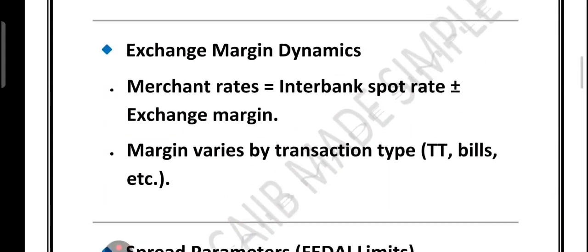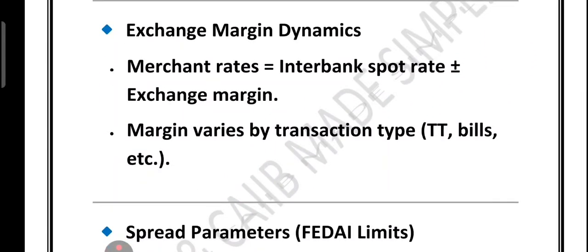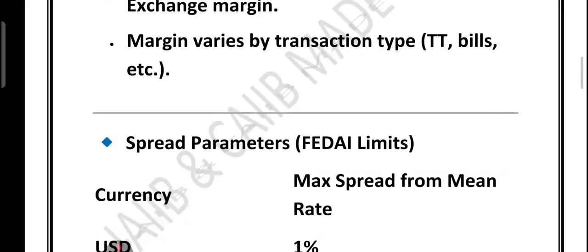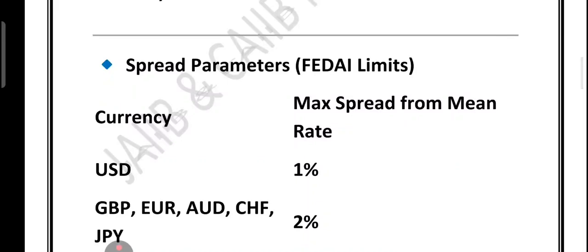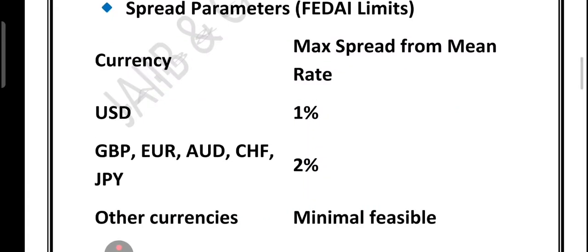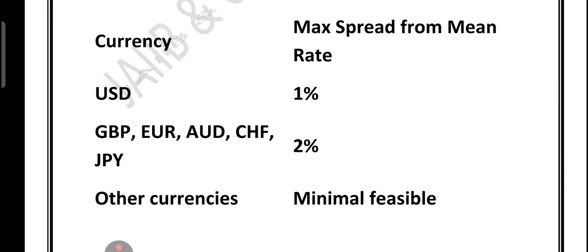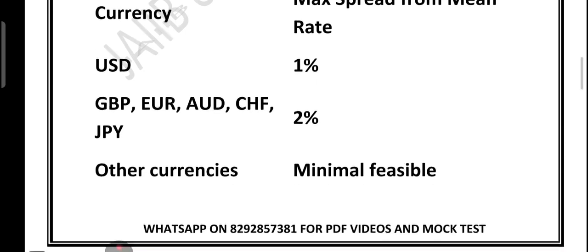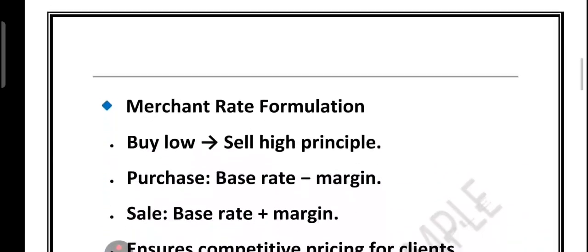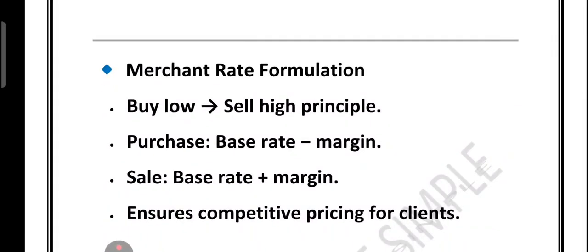Now you can see market merchant rate is just like interbank spot rate plus or minus exchange margin, right? And margin varies by the transaction type. So there are some currencies they have mentioned here, like dollar. Maximum spread from mean rate is 1%. For GBP, Euro, Australian dollar, CHF, and JPY, maximum spread from mean rate is 2%. Other currency minimum feasible.